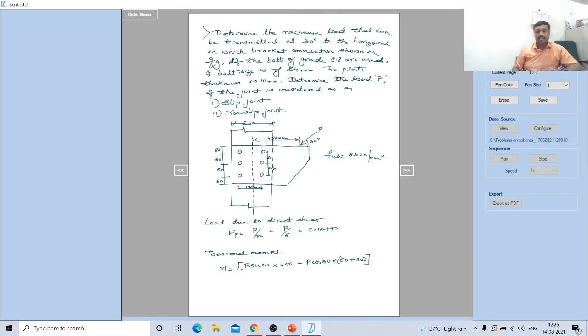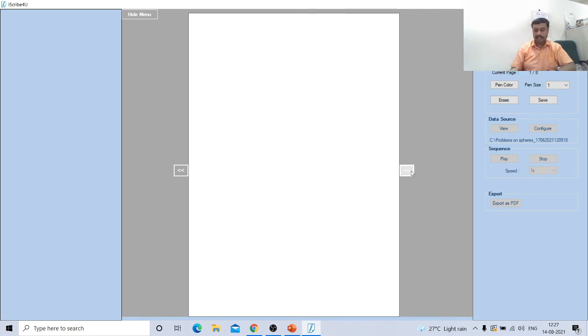60 plus 60. So horizontal into vertical distance, vertical component into horizontal distance. Simple. Okay. Now the whole thing divided by 1000, the conversion factor, to get kilonewtons. So it is 121.08 P kN·m. This is the torsional moment. Got it.